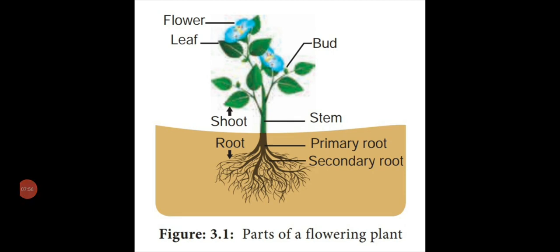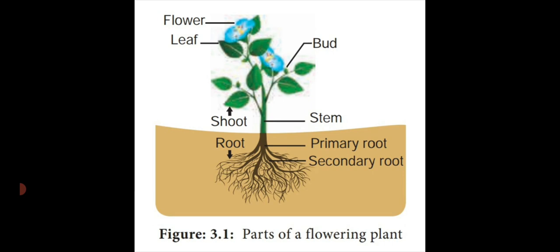Dear students, see the diagram. It is the parts of a flowering plant. The yellow colored region constitutes the ground level. So the plant contains two important regions. Below the ground level is said to be the root system. Above the ground level is said to be the shoot system.